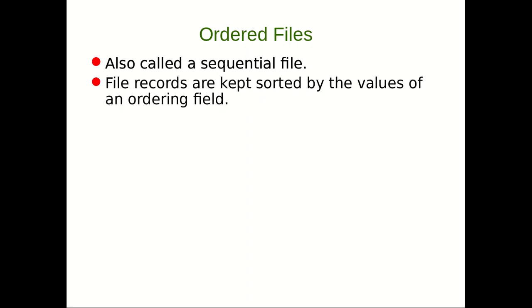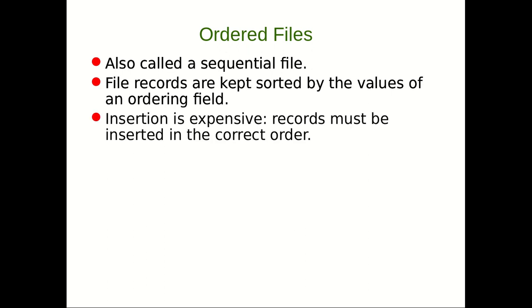Ordered files or sequential files. The second file organization is sequential file organization. File records are kept sorted by values of the ordering field. There is a key field, and based on that the records are kept. Insertion is quite expensive, because whenever a record is added to an already existing file, it must be placed in sequential order.